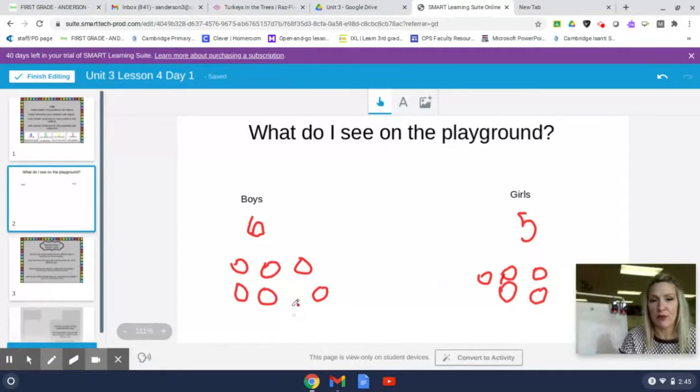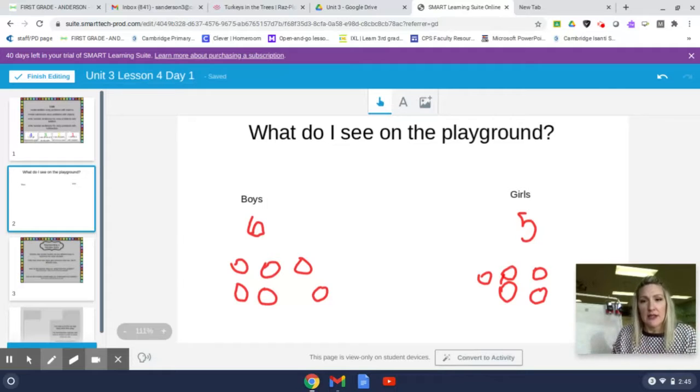So I've got 6 boys, 5 girls. How many children are playing on the playground all together, boys and girls? Well, what do we do with those 2 numbers? We put them together. It's like if I have a pile of 6 cubes and a pile of 5 cubes, and I want to know how many I have all together in both hands, we would attach them. We put those 2 numbers together to make one big number.